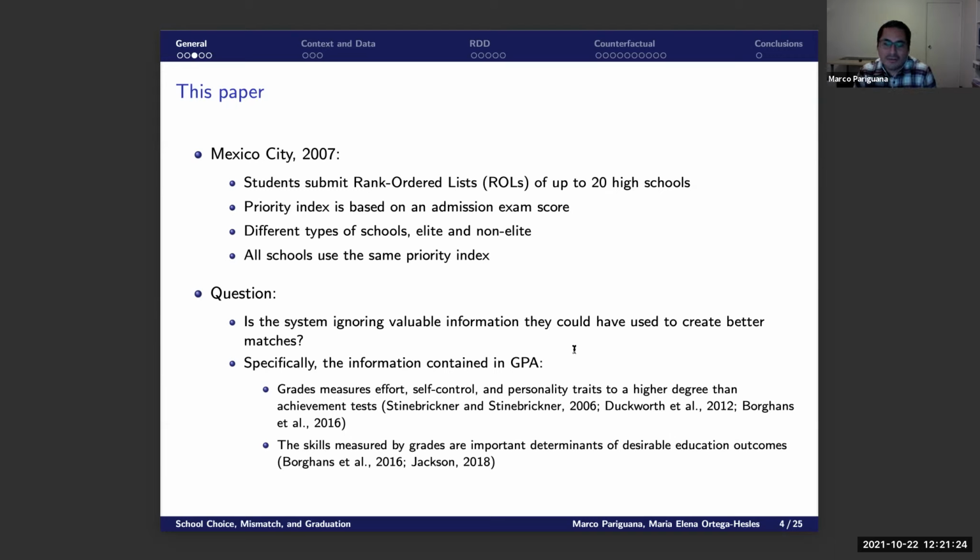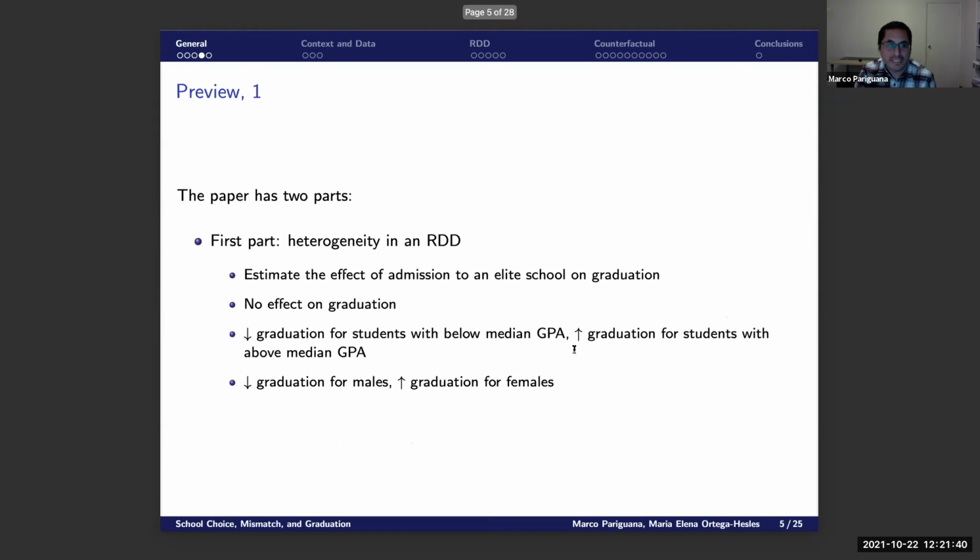And in addition to that, the skills measured by grades are important determinants of desirable education outcomes. So in a way, by not putting any weight on GPA, you might be not putting any weight on these skills that are behind the creation of grades. So the paper has two parts. I'll first tell you something about the first part. So in the first part, what we're gonna study is heterogeneity in an RDD.